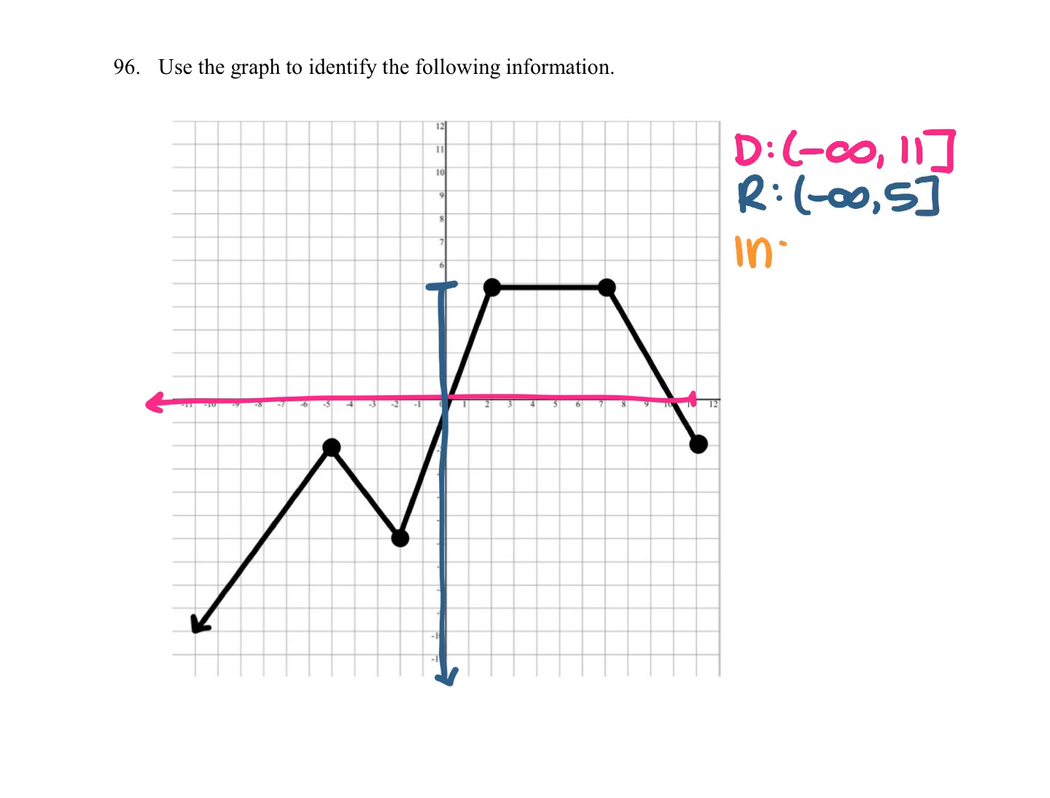Your increase, look at where the line goes up from left to right and the x values in which it occurs. That goes from -infinity to -5, as well as here. So that's from -2 to 2.